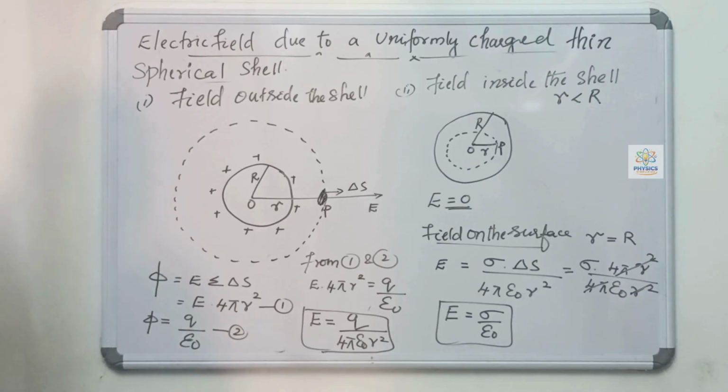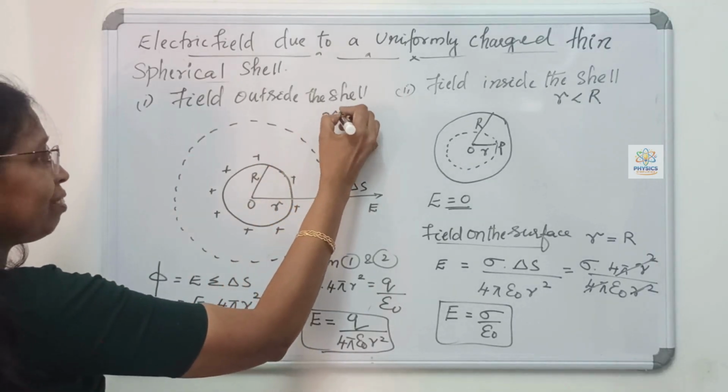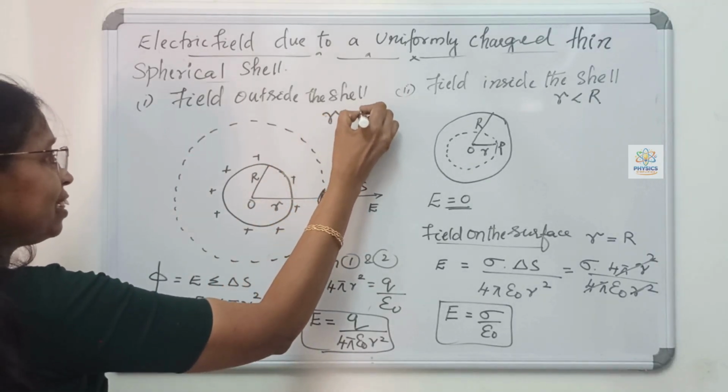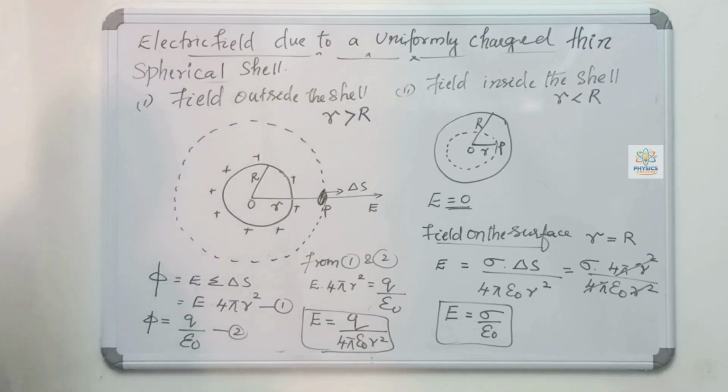So the first case, field outside the shell, here you know that the value of r is greater than the radius of the spherical shell. There the electric field intensity E is equal to Q by 4 pi epsilon 0 r square. But inside the shell, the electric field intensity is 0. Field on the surface of the shell, the electric field intensity E is equal to sigma by epsilon 0.